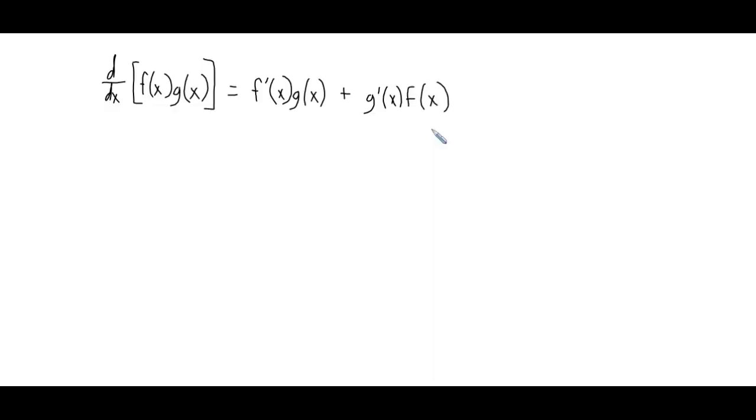This is normally how you are going to see the product rule written, right? So the derivative of f of x times g of x equals the derivative of f of x times g of x plus the derivative of g of x times f of x.